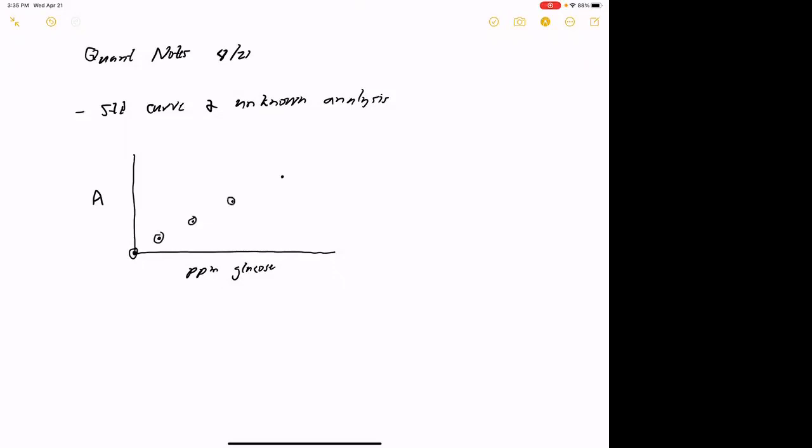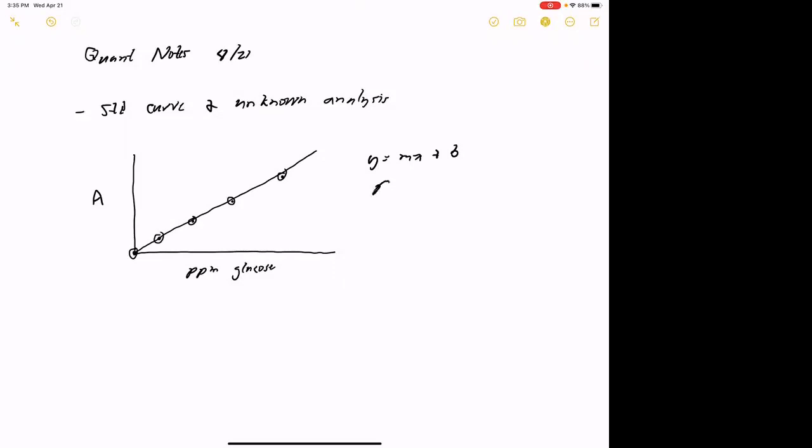So we'll have our 5 data points here, and of course, we're going to use Excel to fit a best fit line through them. So it should look something like that. You guys know that Excel will give you the equation for the best fit line, y equals mx plus b. So it's going to give you m and it's going to give you b.